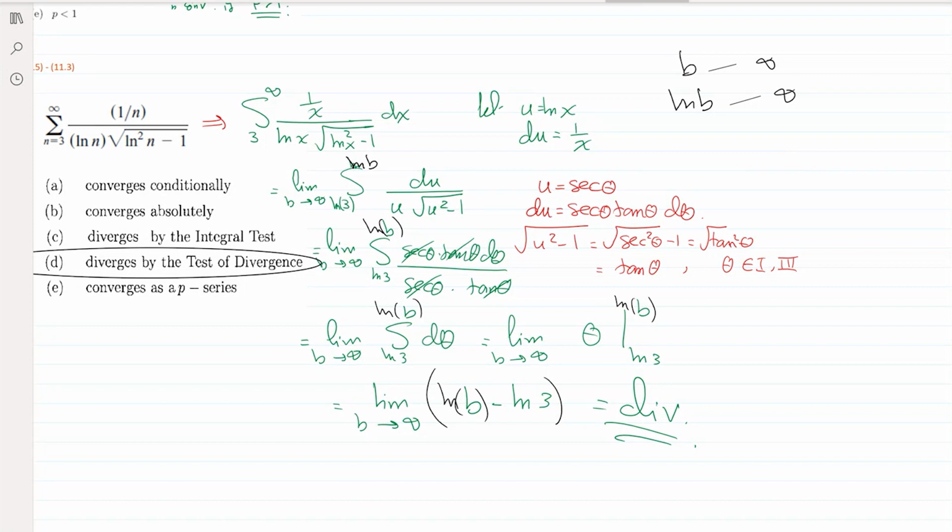One of them is a constant and the other will go to infinity in all cases, whether it is for u or theta or whatever. Don't worry about this one. It will also be infinity. So this is divergence, okay?